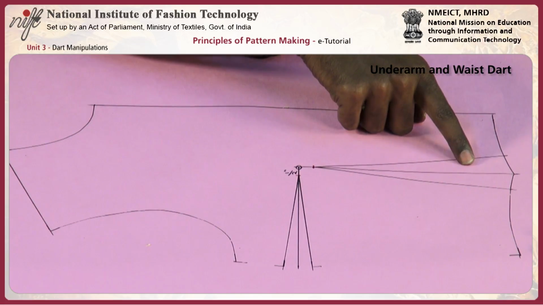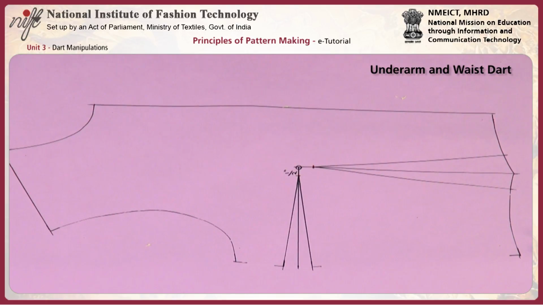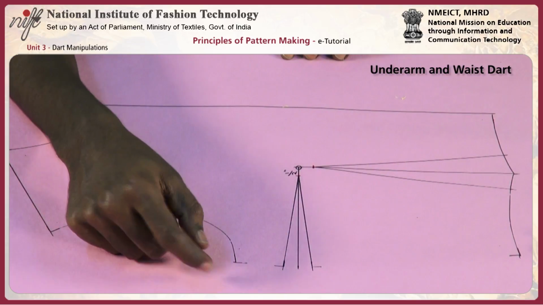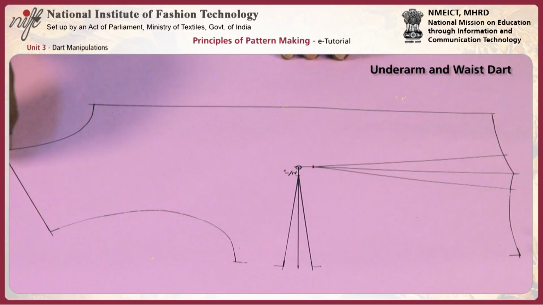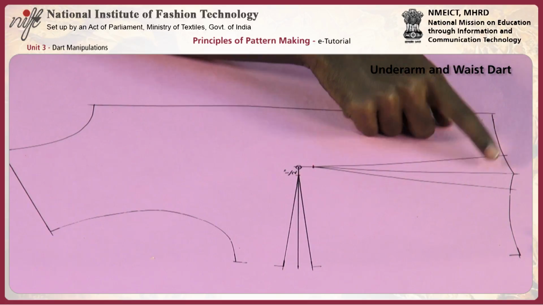Since we have a dart at the waist and underarm, we have to true these shapes. For that, while cutting, you just leave 1 inch extra. Balance these lines you can cut exactly. Then we have to fold the dart, then cut.